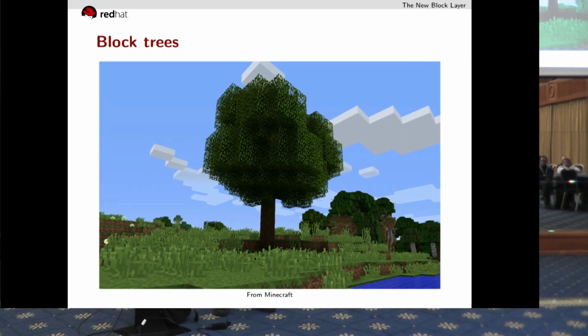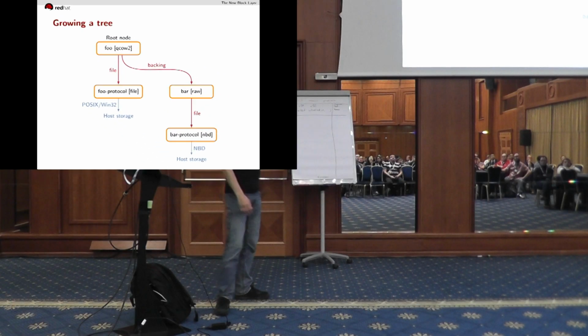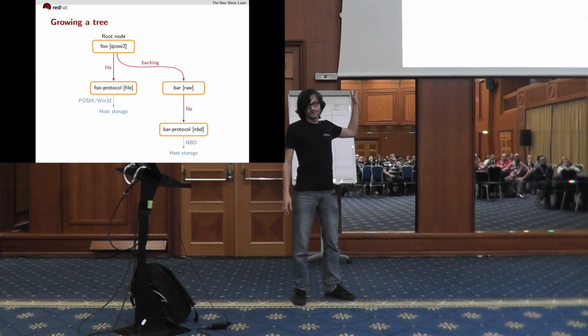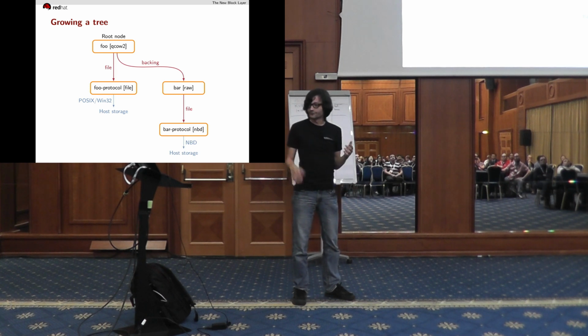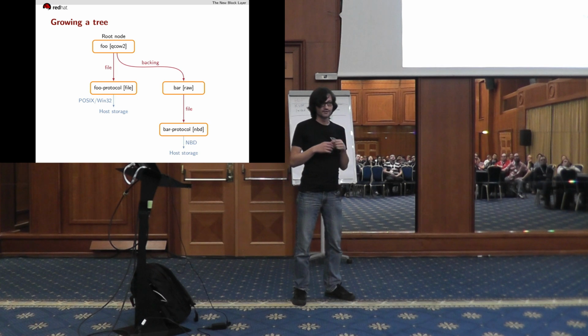So let's make something more interesting. Let's make a block tree. So this is a rather simple example of a block tree. We have on the left side the same as we had before. Like we have a format driver on top, a QCOW2 node. And then below that, we have a protocol node, which accesses host storage. In this case, the protocol node is a file node, which means it will access any file on your host system, just on your normal file system.